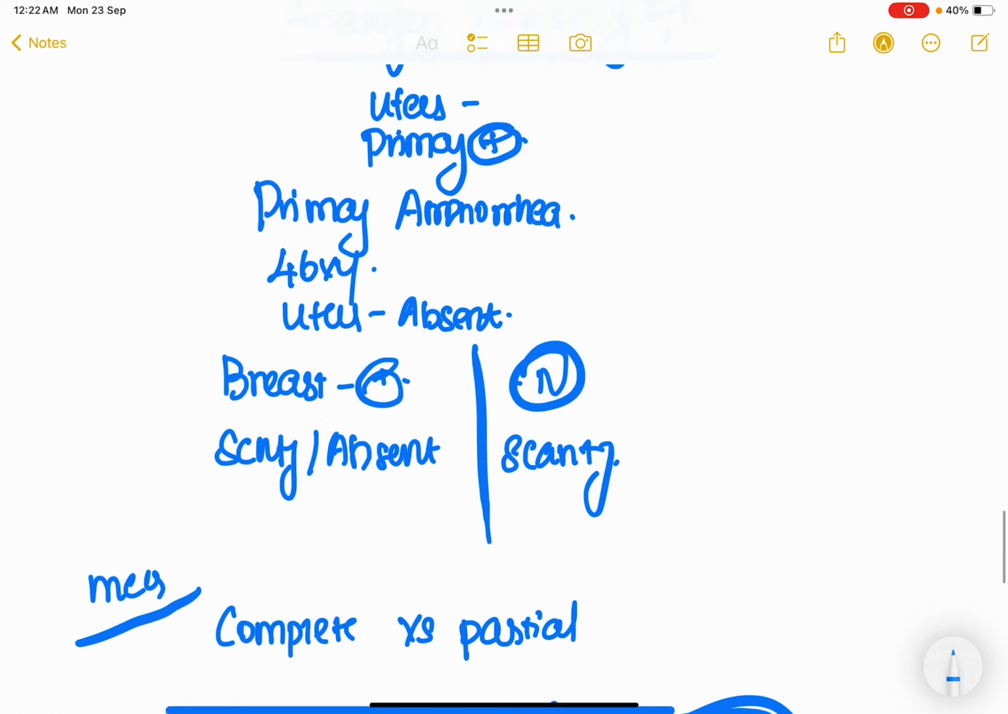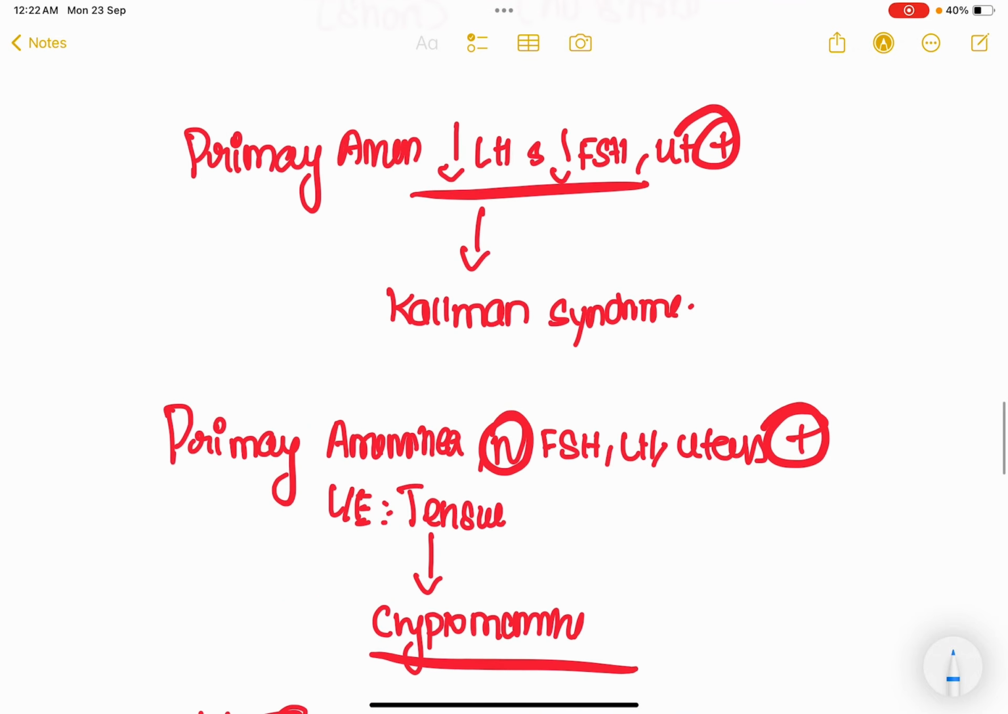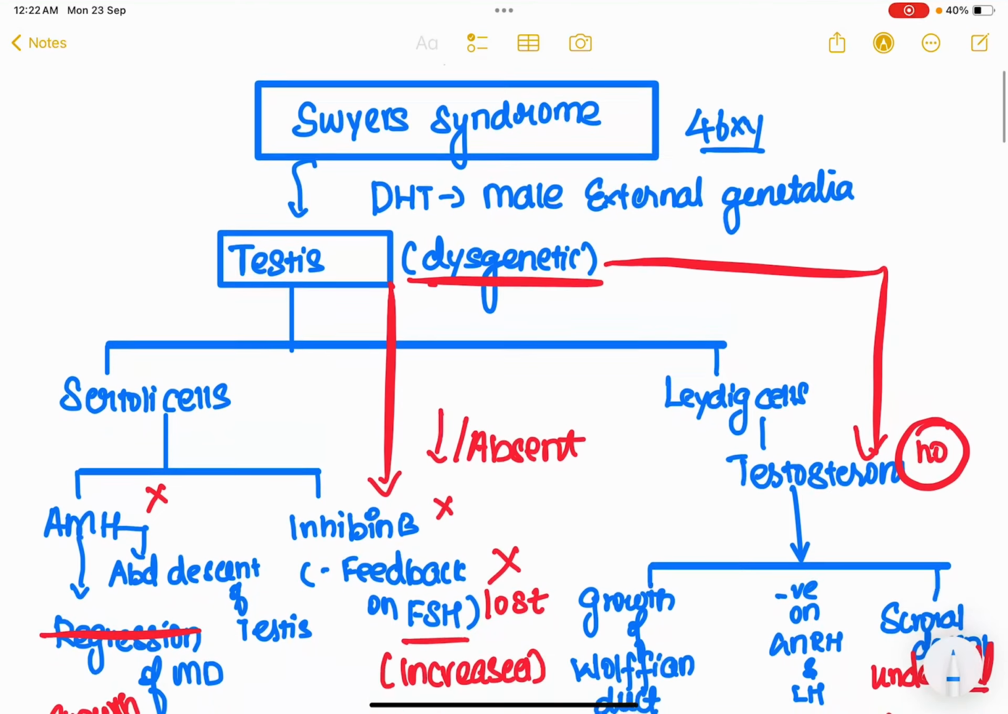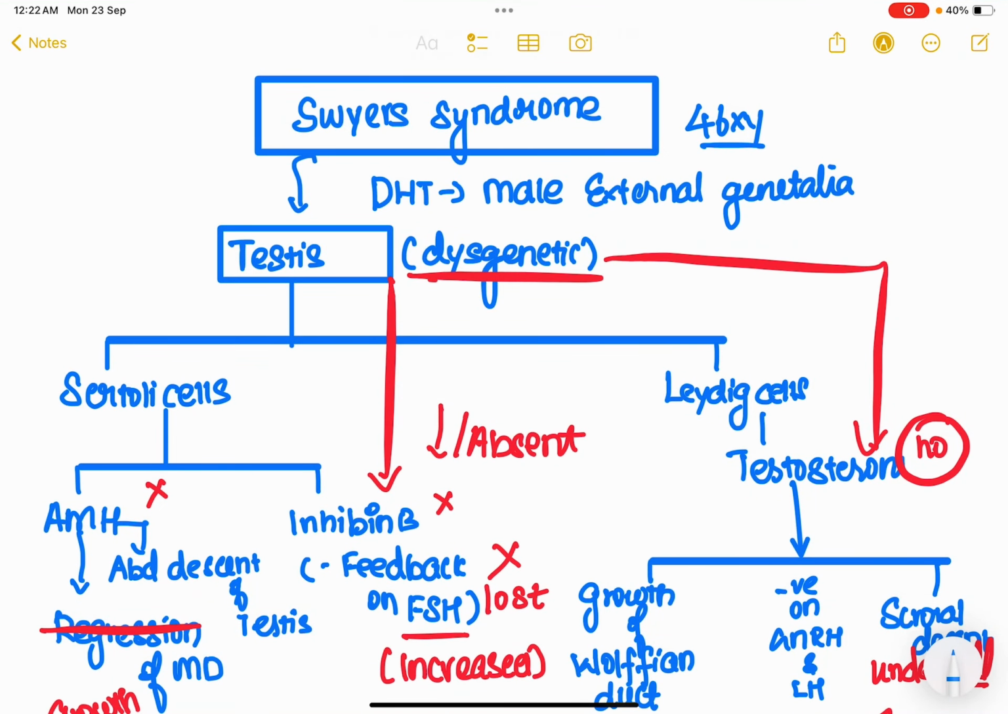So until now we have discussed everything about primary amenorrhea with the uterus being present and absent. I've also given the hint in any question which the examiner is going to be asking you, be it in a competitive examination or in your university examination as well. So we have discussed everything about primary amenorrhea.